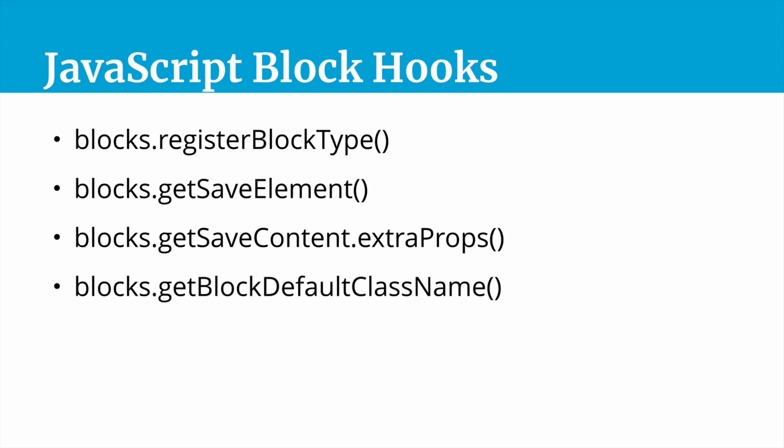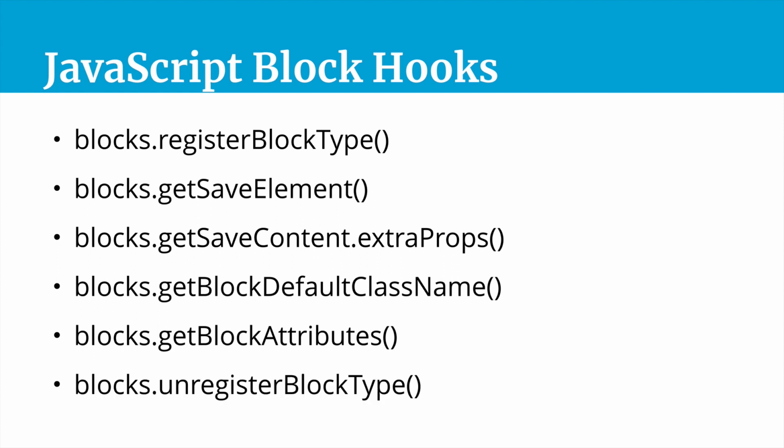getBlockDefaultClassName will let us modify the existing or the default class name for a block. getBlockAttributes will let us modify or get access to the attributes for a block. And finally, unregisterBlockType will do exactly what it says and unregister an existing block type for a user.